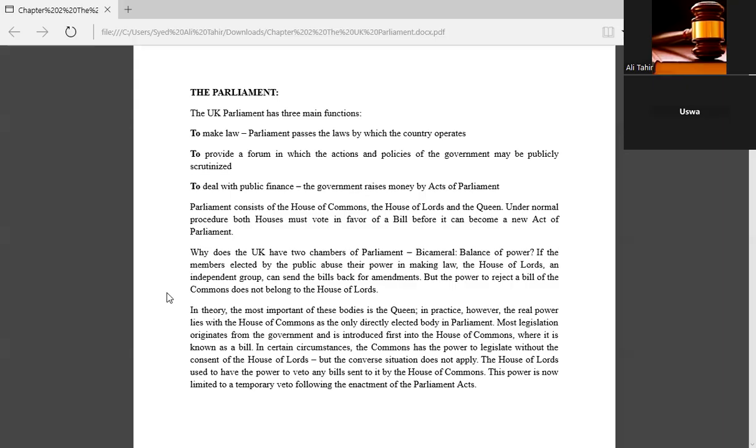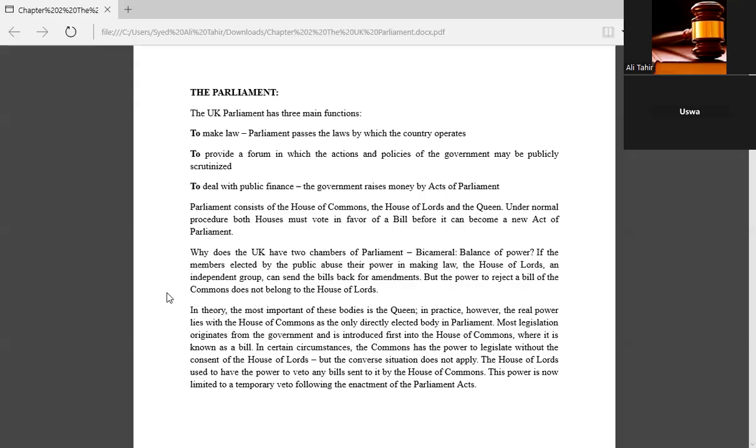Under normal procedure, both houses must vote in favor of a bill before it can become a new act of parliament. So, if a law must be made, it must be discussed and voted on by both houses of parliament successfully. Only then can it proceed to becoming a law.